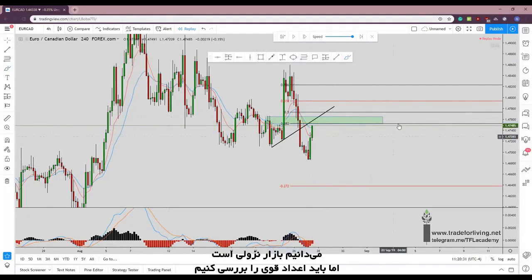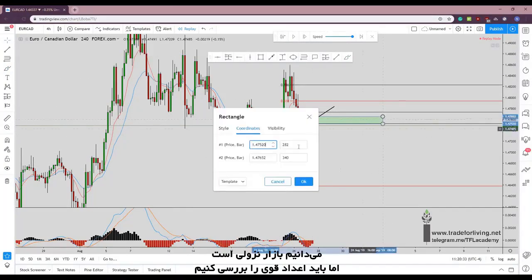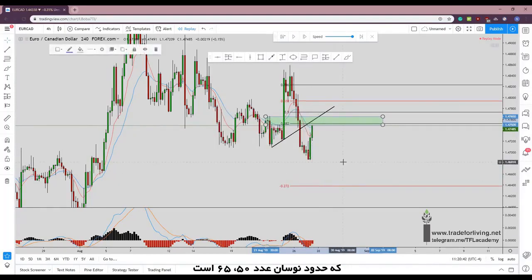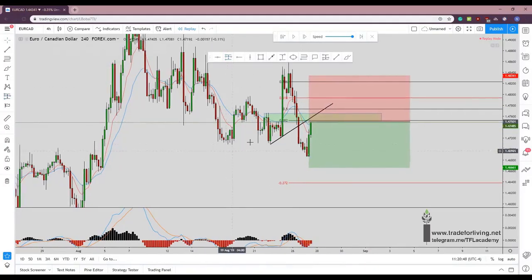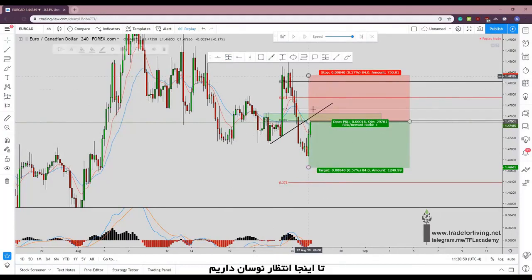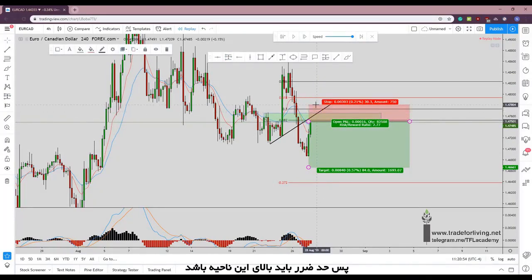We need to check our numbers. We know that overall the market is bearish, but we need to check our numbers. Now you will have 1.4750, and obviously the slippage number of 50 is 65. So you will be taking your trade from this area. Now, taking the trade from the 50, obviously we expect a slippage at least to here. So our stop loss needs to be above.